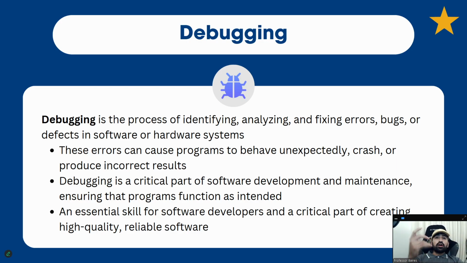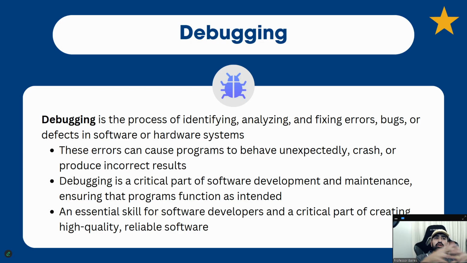And debugging, there's lots of types of bugs. It's not just writing the code in the wrong syntax. In the next slide, we'll actually explore the many different types of bugs that you can encounter when writing software. So yeah, it's a critical part of software development, a critical part of maintenance.